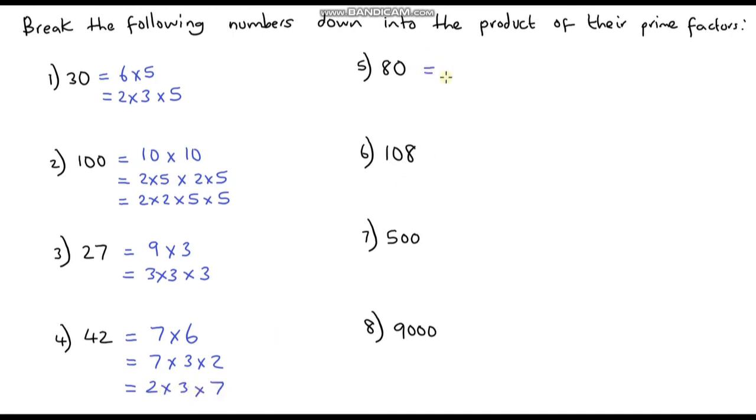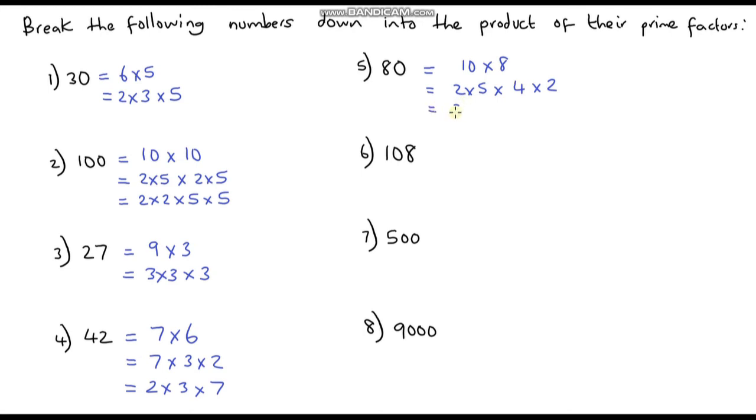80 can be broken down into 10 times 8. And both of these numbers are not prime. So 10 is the same as 2 times 5. And 8 is the same as 4 times 2. And again, we haven't quite finished because 4 is not prime.